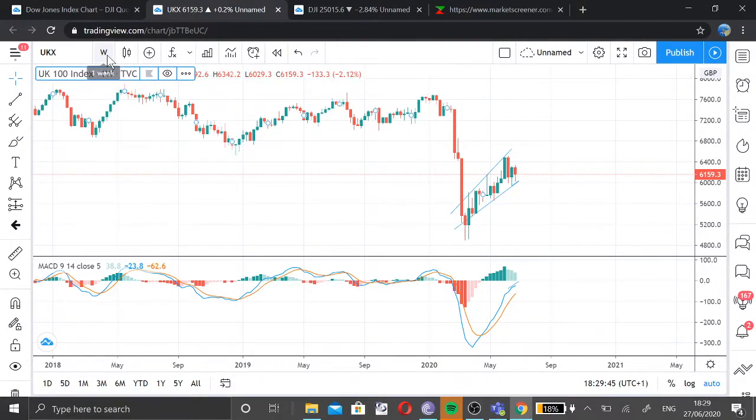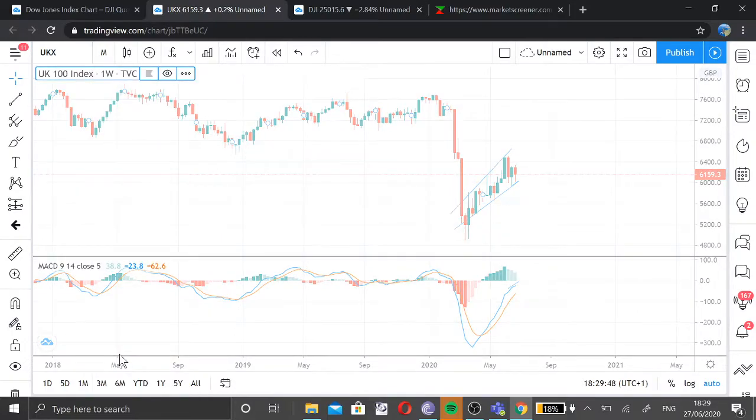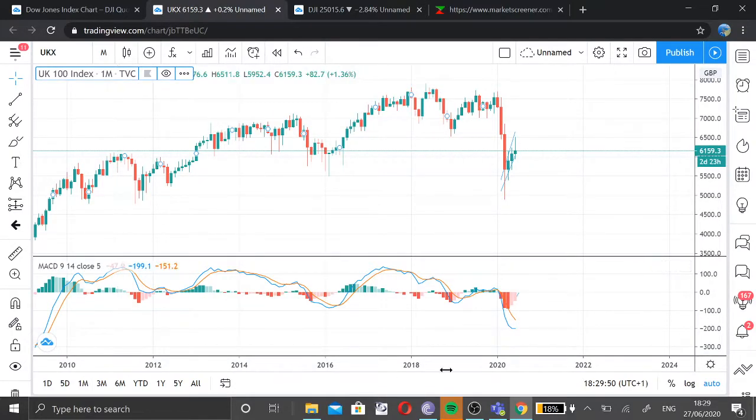Let's have a look at the monthly chart. The monthly chart shows the MACD histogram bars reducing, and the monthly candles look bullish. So FTSE still does look slightly bullish on the monthly chart. It looks weak on the weekly chart, and it looks kind of neutral on the daily chart.